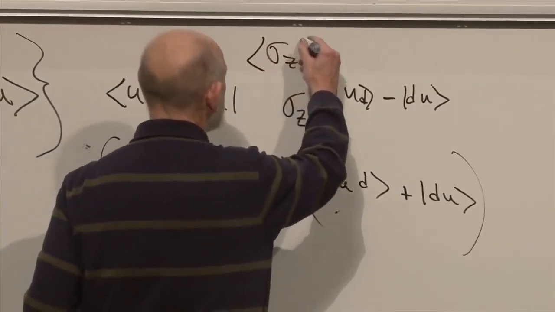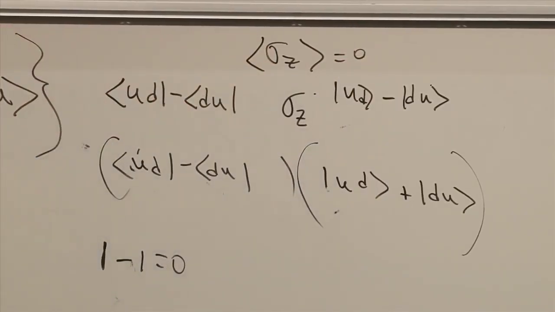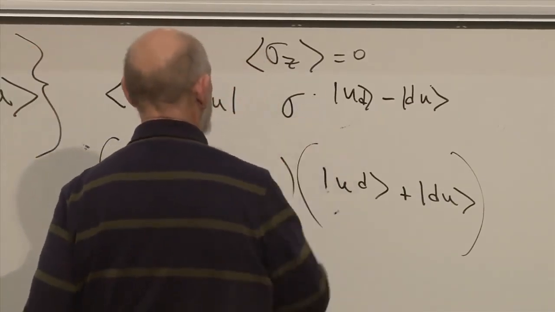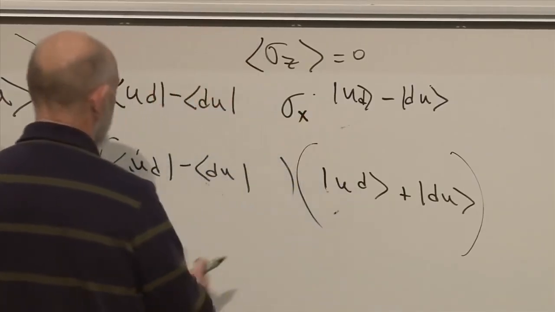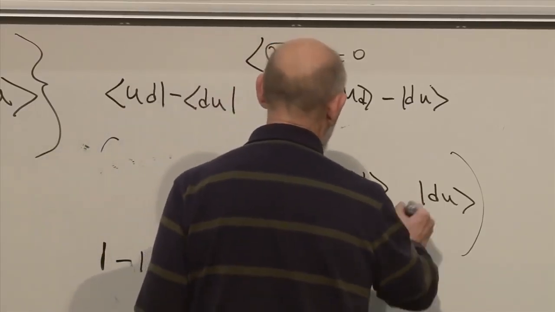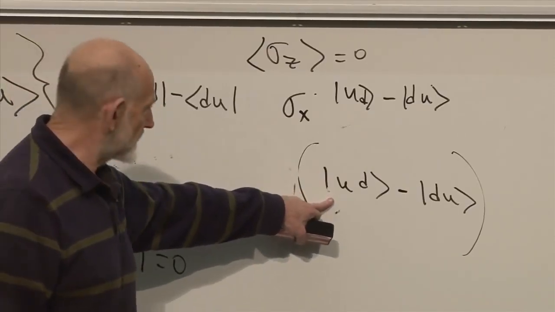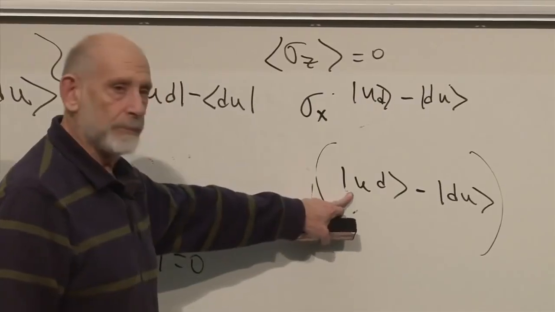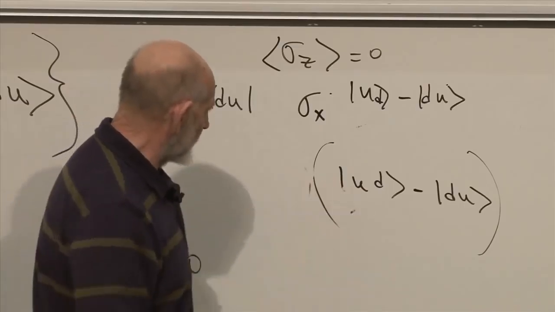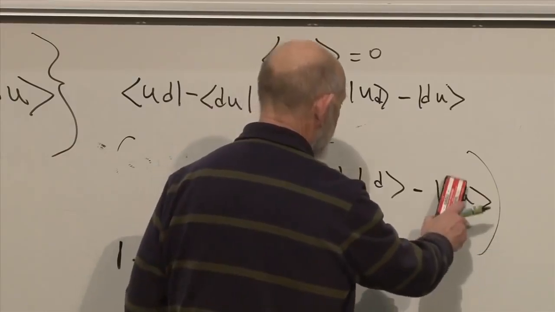Sigma z in this state, not any state, but in this state, is 0. Let's try sigma x next and see what we get. So we have sigma x here. All right, let's build our sandwich again. We have a minus sign here. And what happens when sigma x hits up down? It flips up to down. Sigma x is the flipper. It flips the first entry to down and flips this entry to up.